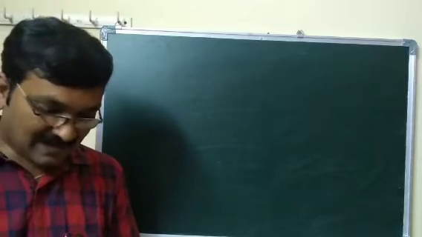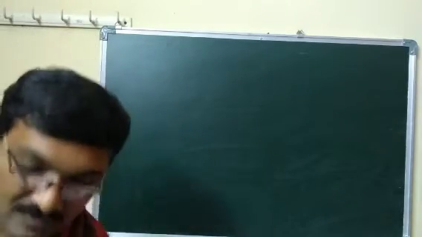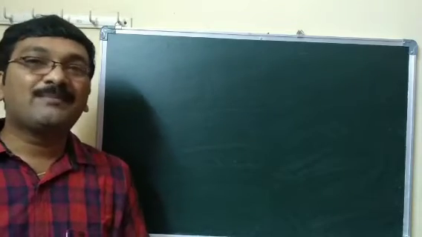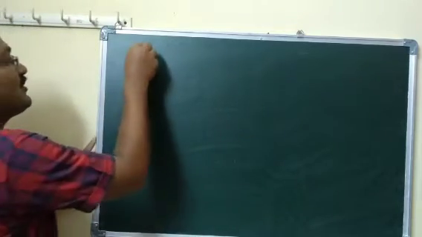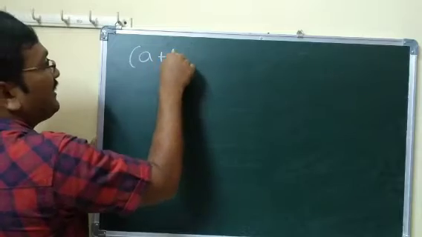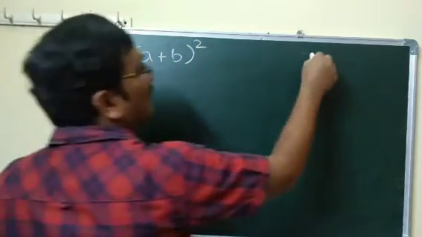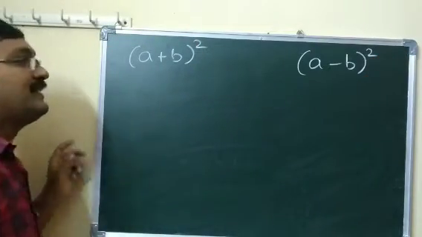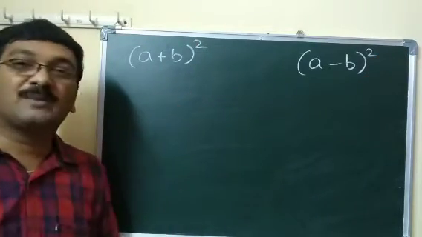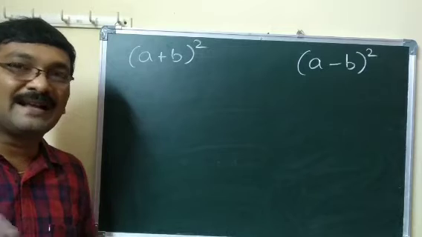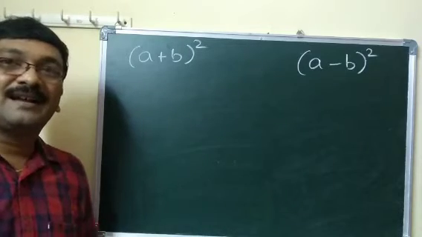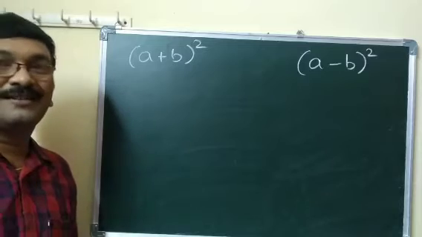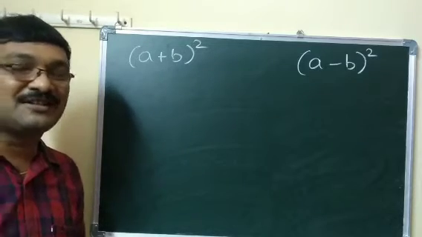Finding the square, another method is also there. In finding the square, another method is (a plus b) whole square and (a minus b) whole square. See, (a plus b) whole square, and one more is (a minus b) whole square. Already I have given this in the pictorial form also, and I explained very clearly. I think everybody observed those videos. If not, you can go to my channel and check it.